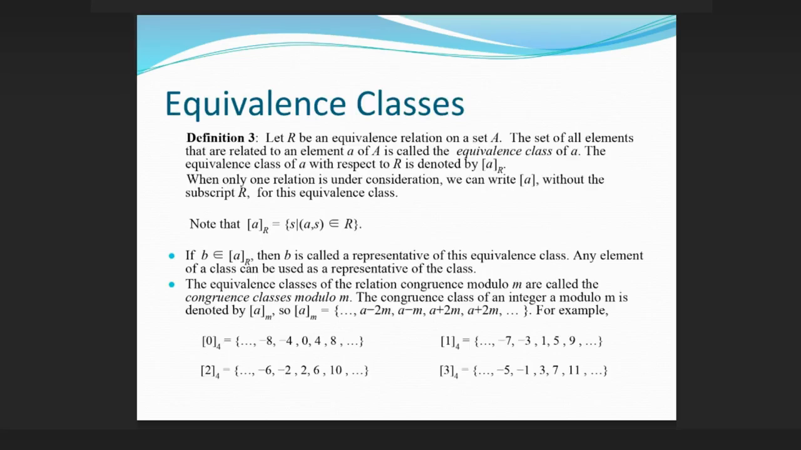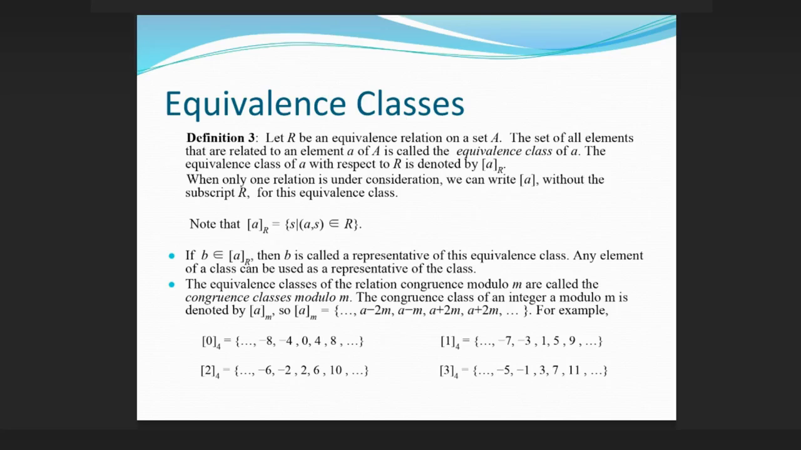Equivalence classes. Definition 3. Let R be an equivalence relation on a set A. The set of all elements that are related to an element a of A is called the equivalence class of a. The equivalence class of a with respect to R is denoted by [a]_R. When only one relation is under consideration, we can write [a] without the subscript R for this equivalence class. Note that [a]_R = {s | (a, s) ∈ R}. If b ∈ [a]_R, then b is called a representative of this equivalence class. Any element of a class can be used as a representative of the class.